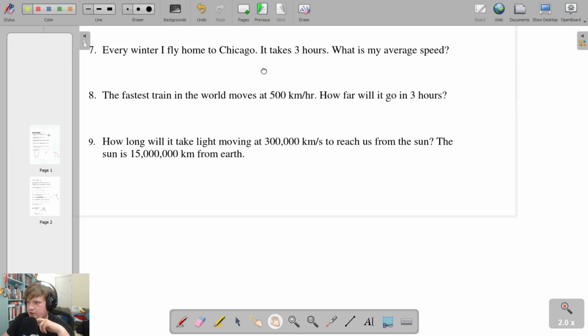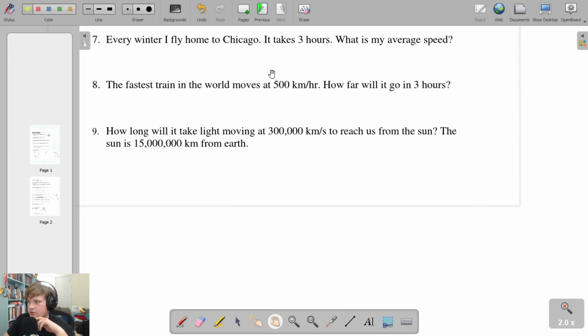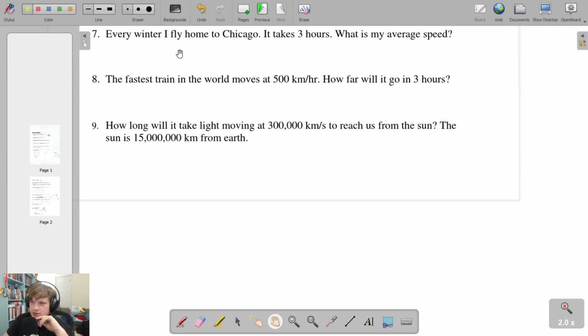Every winter I fly home to Chicago. It takes 3 hours. What is my average speed? Okay, so this one is hard because how far away is Chicago? Oh, look it up. Okay, so Google Maps.